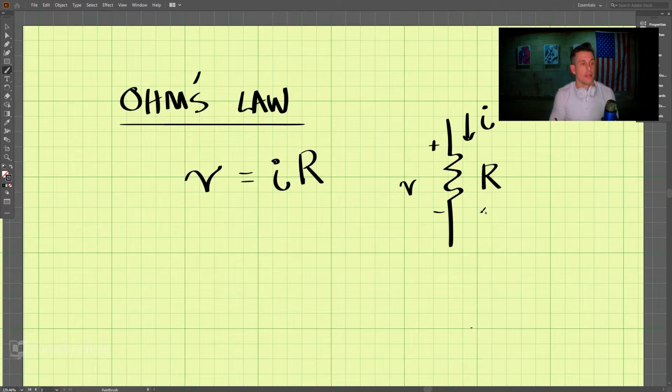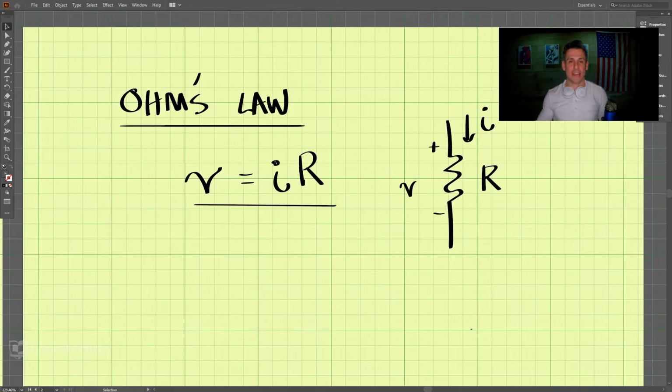So if R is very big, with I, the voltage is very big. And if R becomes very small, the voltage becomes small. So this relationship here is called Ohm's law.